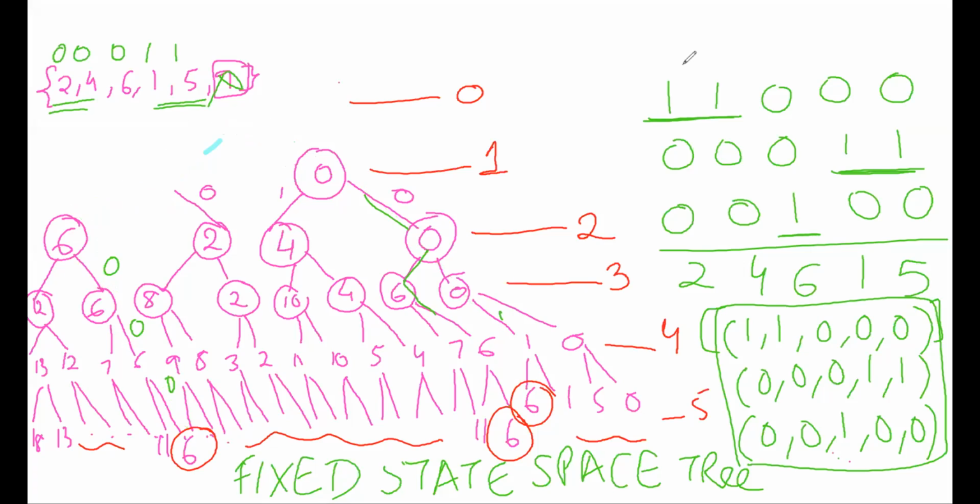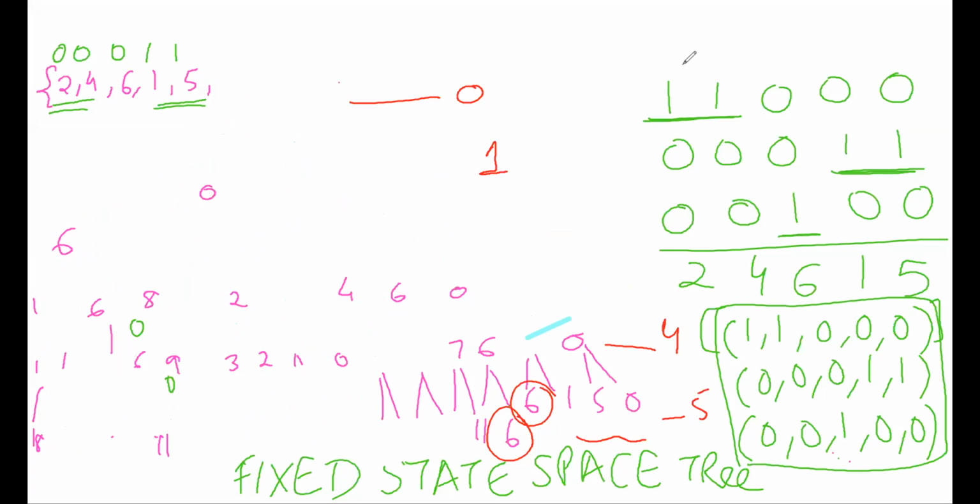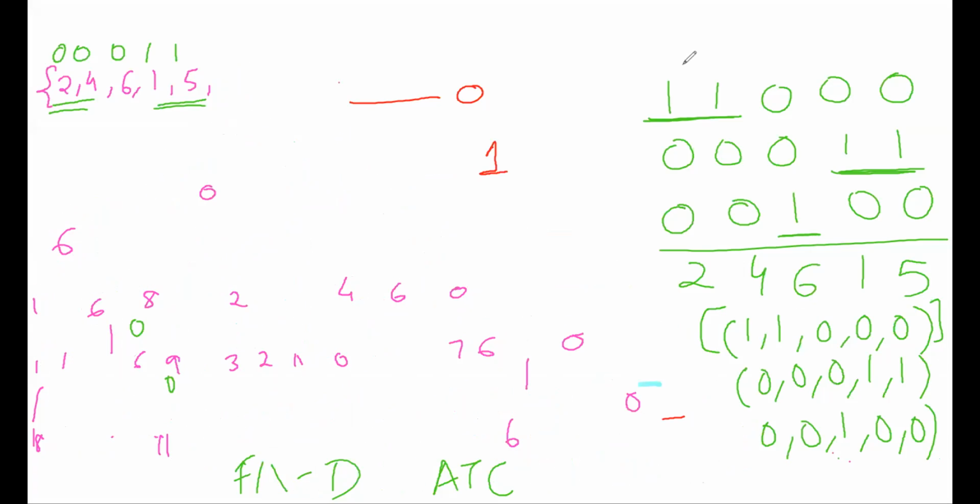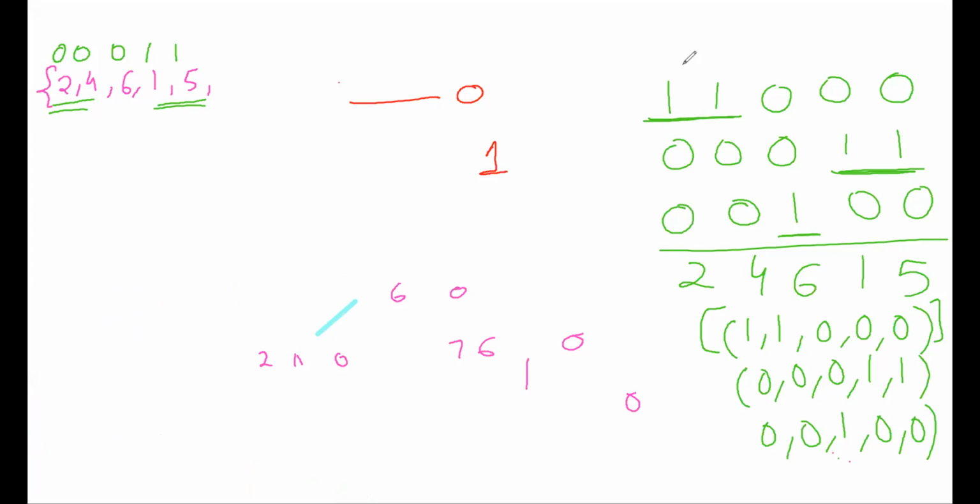So this is my fixed state space tree. Now there's another way of representing my problem in the form of a tree.